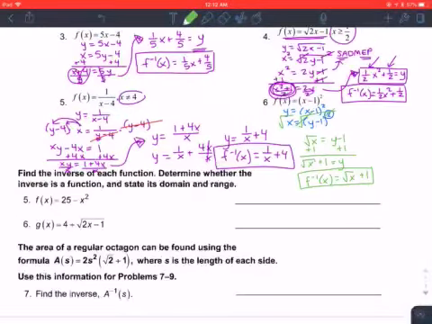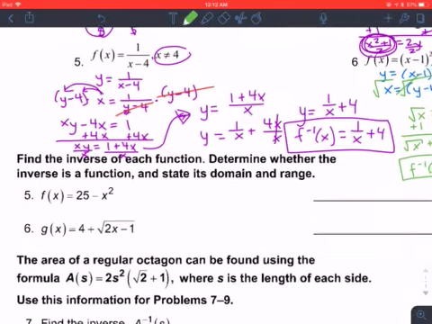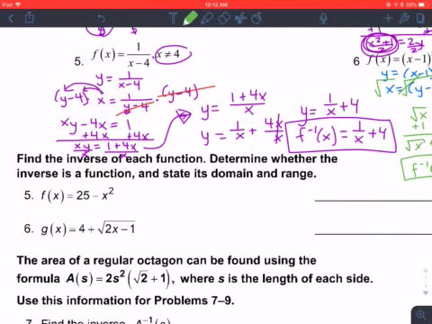Alright, for 5 and 6 down here, not sure why the numbers repeat, but we're going to find the inverse of each function, determine whether the inverse is a function, state the domain and range. This kind of has a lot of pieces. Let's start by finding the inverse.